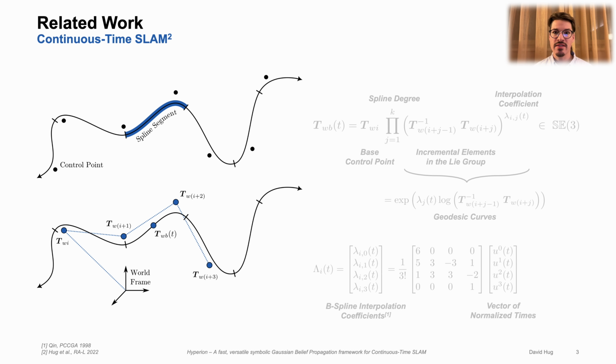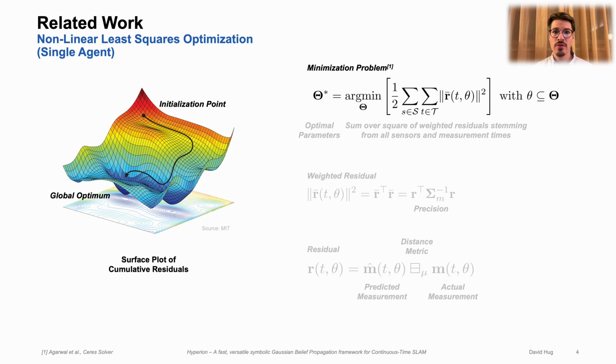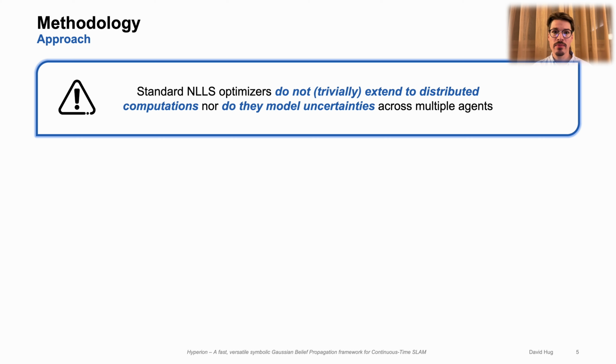While continuous time SLAM has addressed the fusion of unsynchronized sensor data by leveraging time-continuous motion parametrizations, distributed state estimation remains an open challenge with few solutions. This issue arises from the circumstance that existing SLAM algorithms predominantly rely on centralized non-linear least squares optimizers to solve the underlying minimization problem. These solvers, however, do not easily extend to distributed state estimation across multiple agents. Moreover, they omit explicit covariance estimation, which hampers the detection of diverging or non-converged states.